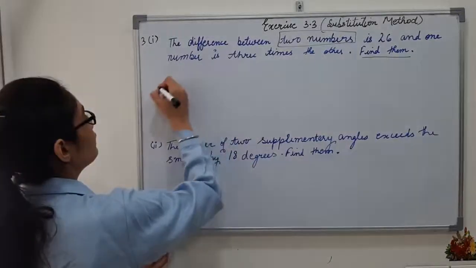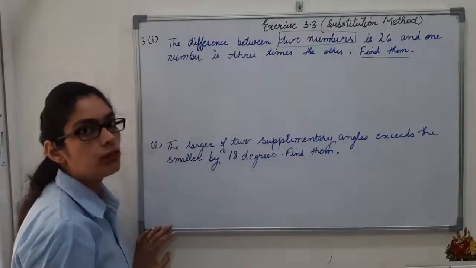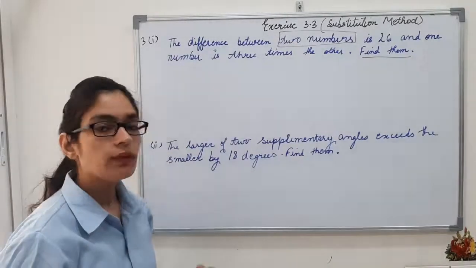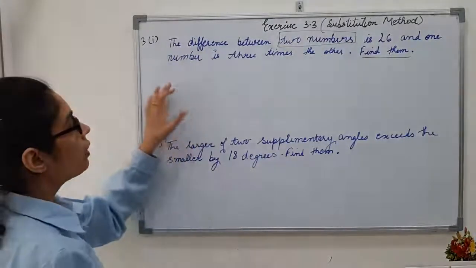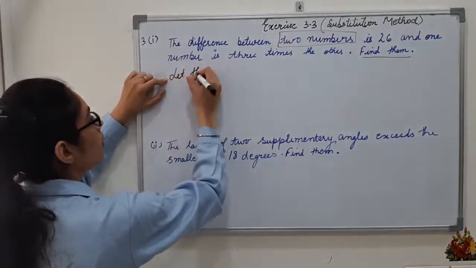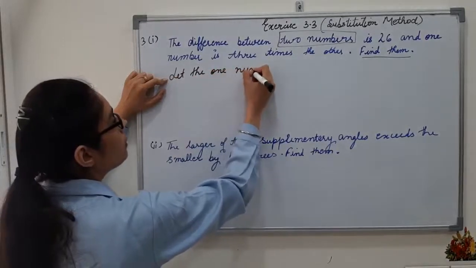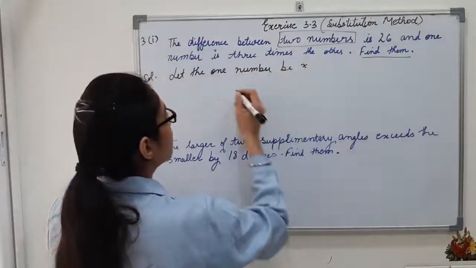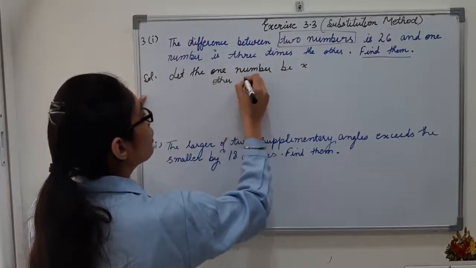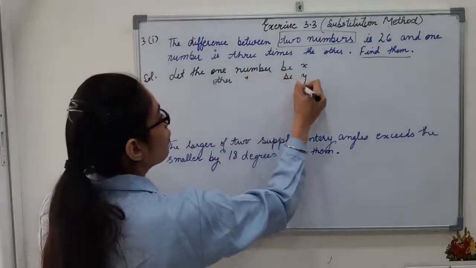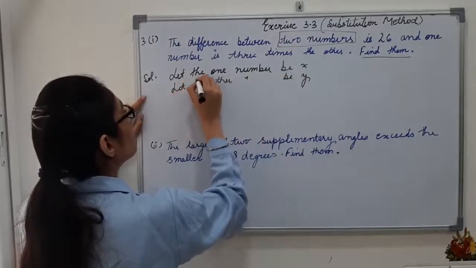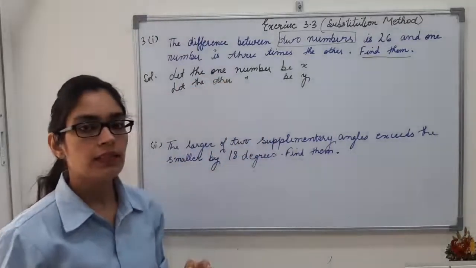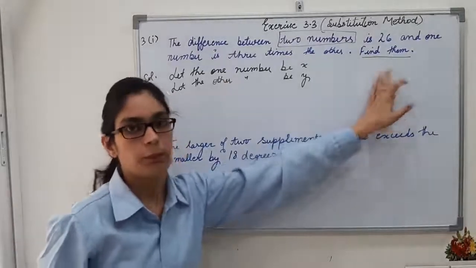So I'll just write it in a short way and you have to do it yourself. And in exam or in test also, try to write it properly so that you can get full marks. So let the one number be x and the other number be y. Why have we assumed two numbers? The reason is that they are asking us to find two numbers.